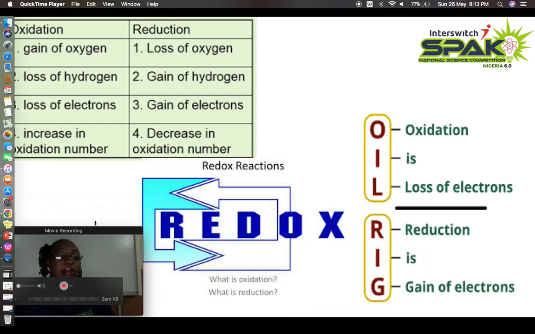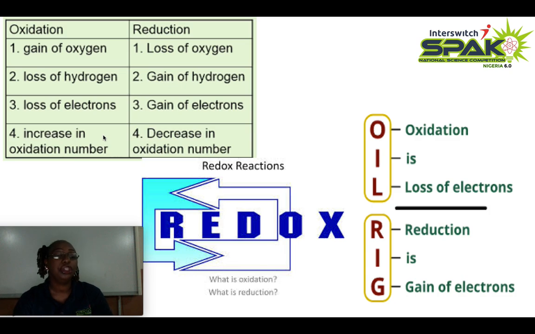As the name implies, oxidation is gain of oxygen, while reduction is loss of oxygen. Oxidation is loss of hydrogen, reduction is gain of hydrogen. In terms of electrons, oxidation is loss, reduction is gain. Look at this, it can be used to remember: oxidation is loss of electron, they call it OIL RIG, and reduction is gain of electron.